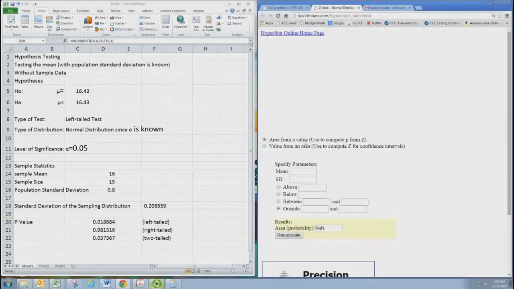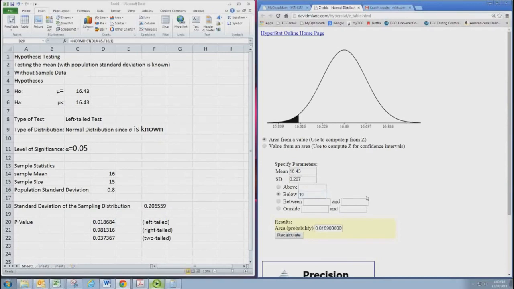We're going to get area from a value. P-value is an area. The mean would be the number that shows up in the hypotheses. The standard deviation is that adjusted one. It's the same numbers we used when we put them into norm dist. And we'll just round that to 207. And then in a left-tailed test, we would want below 16. And recalculate.